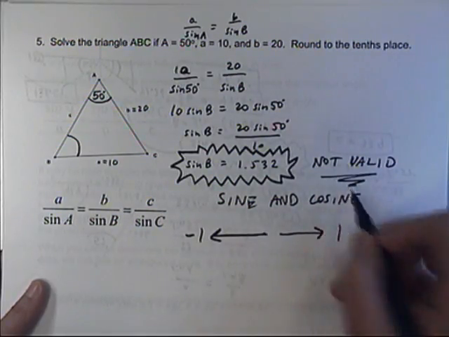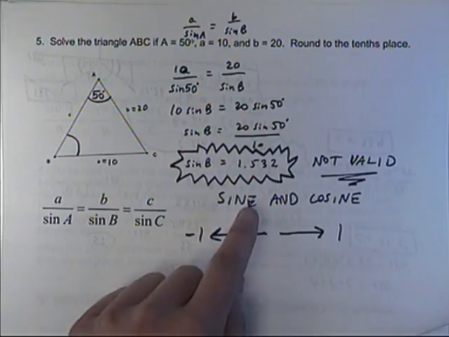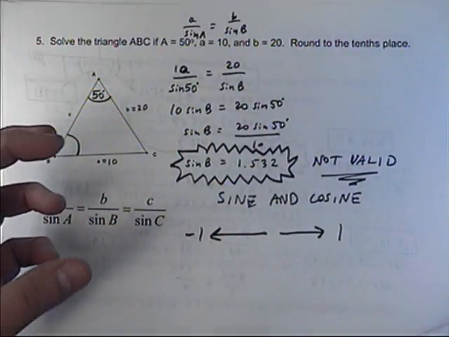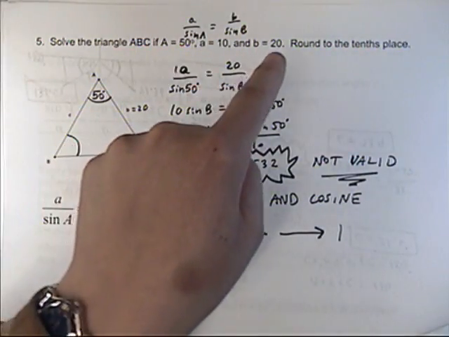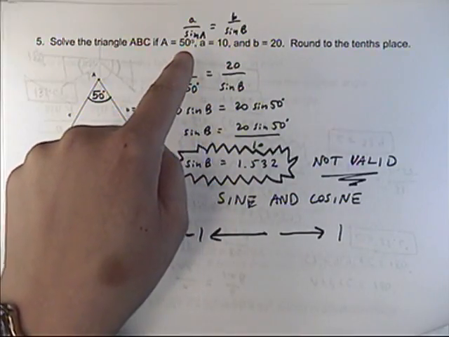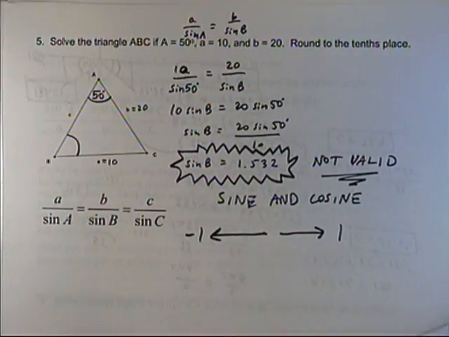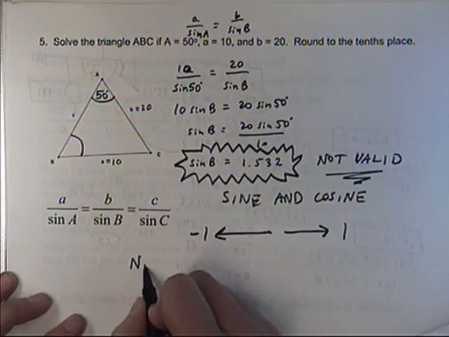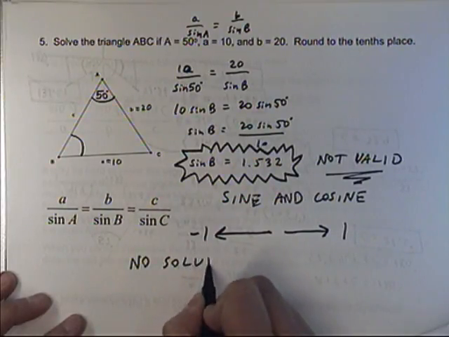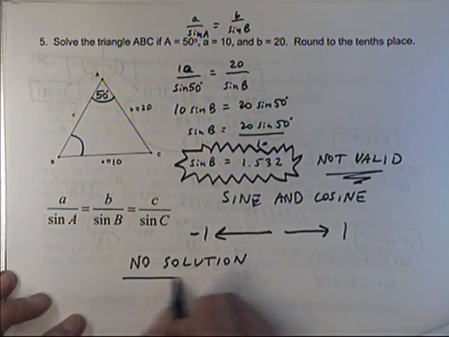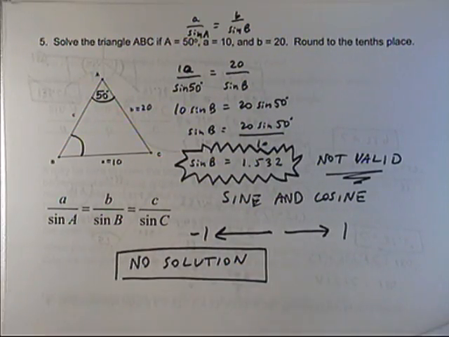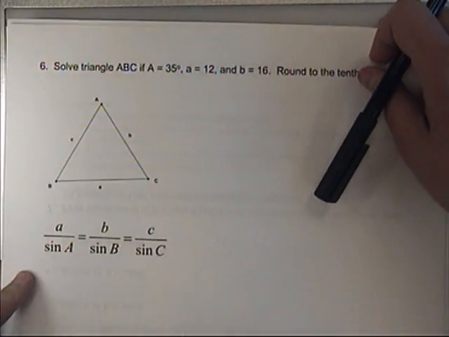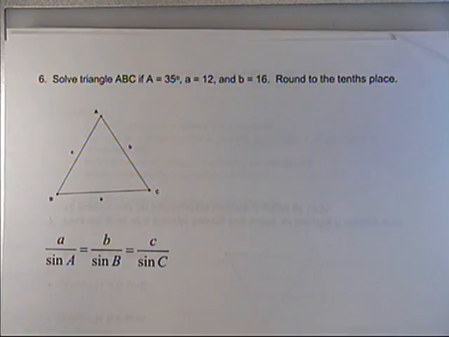So what this is trying to tell us is that the triangle with these given sides and that given angle simply does not exist. No solution is our answer because this triangle does not exist. Okay, number 6. All right, this is the hard one.